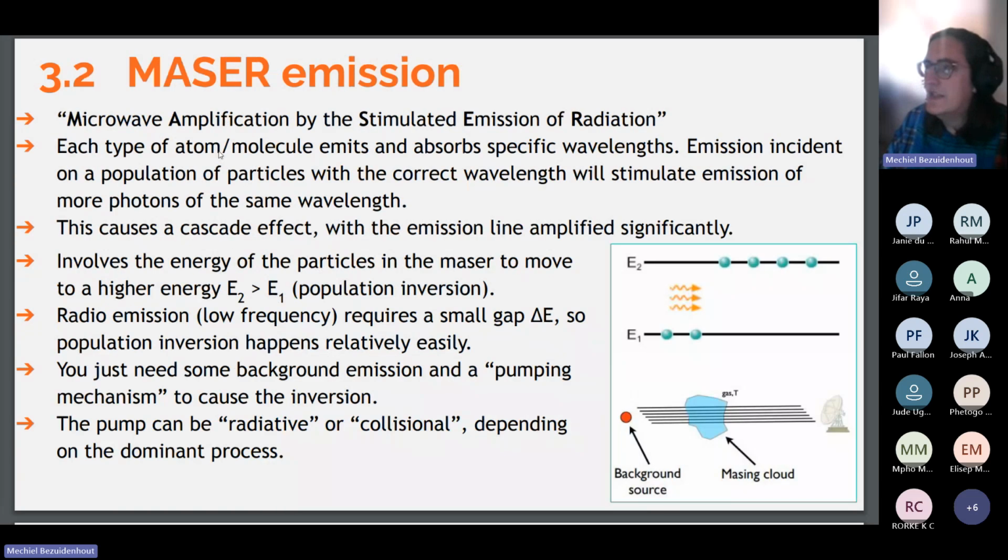And yeah, so maser is an acronym. It stands for microwave amplification by the stimulated emission of radiation. So it's a microwave analog to a laser. So laser is optical, maser is microwave.